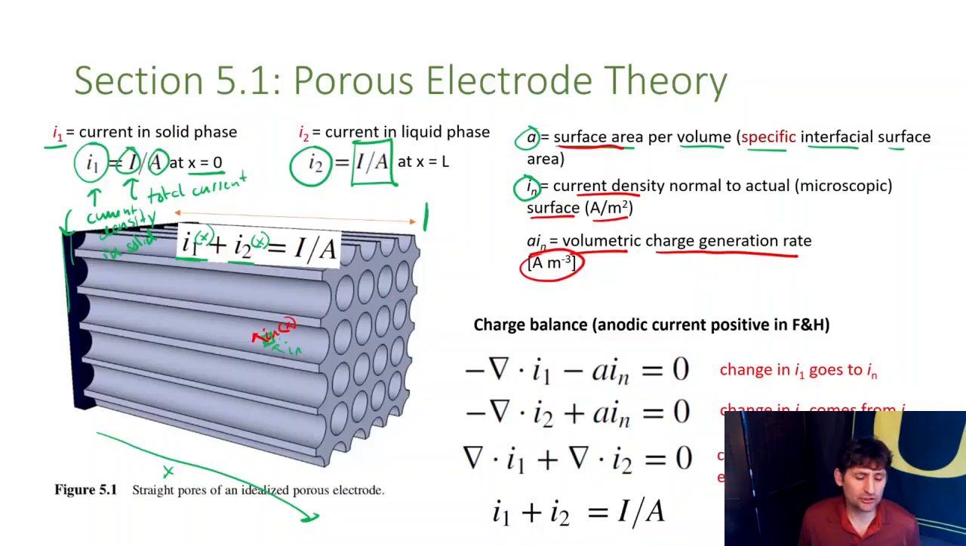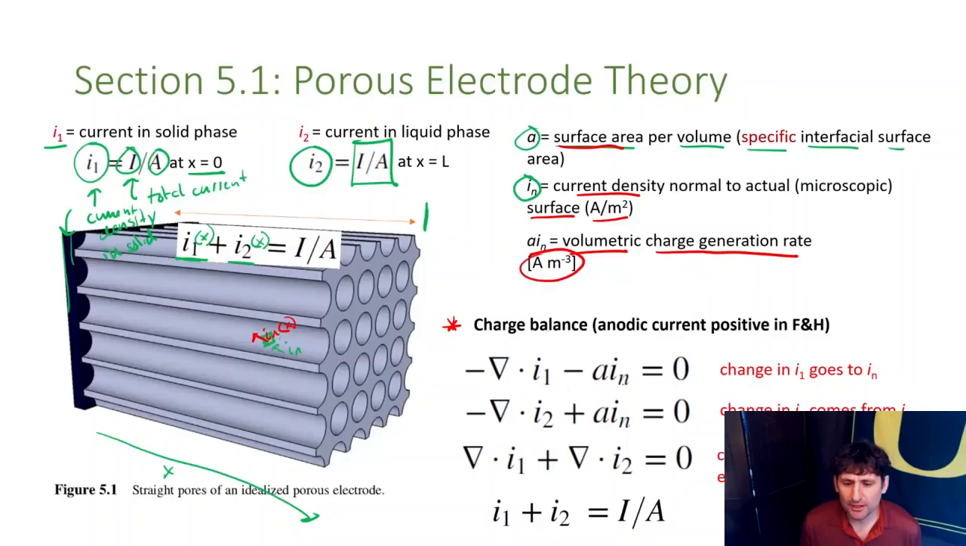So it's similar to current density at a planar electrode, except now we're extending it into 3 dimensions and calculating it per volume. Now, we can learn something about how these electrodes work by writing charge balance. So let's think about what these equations mean.